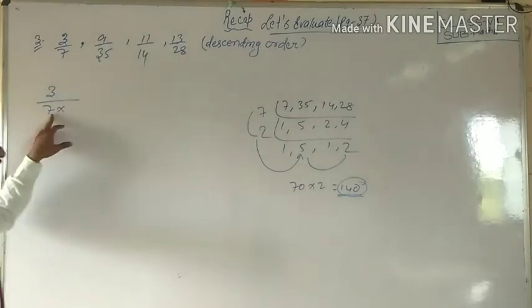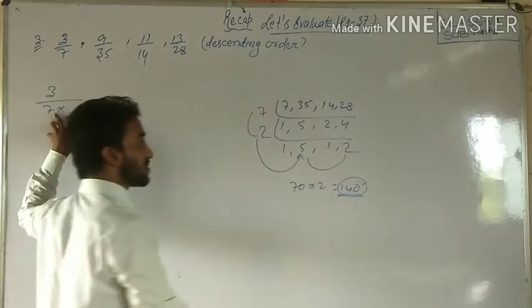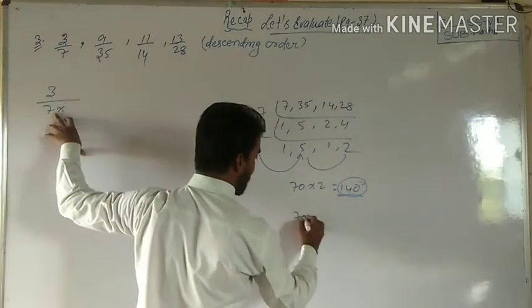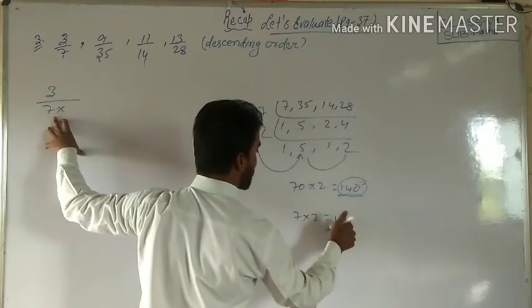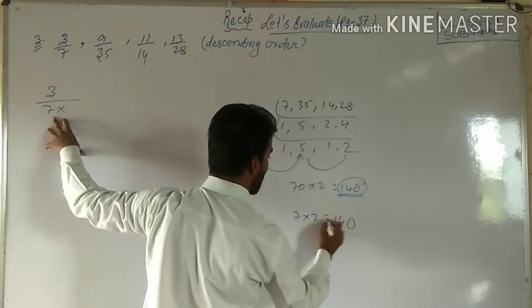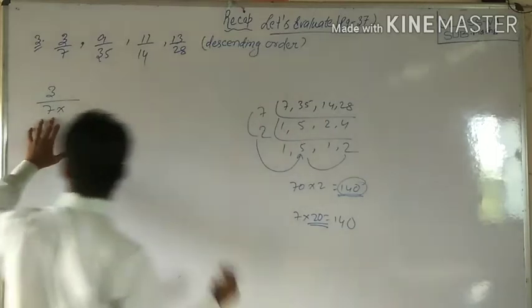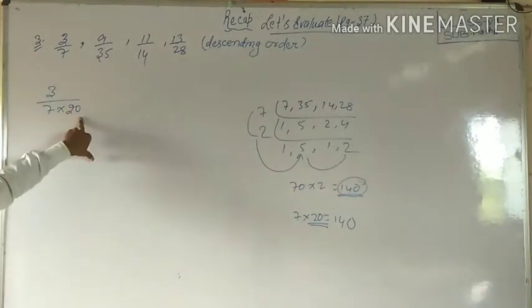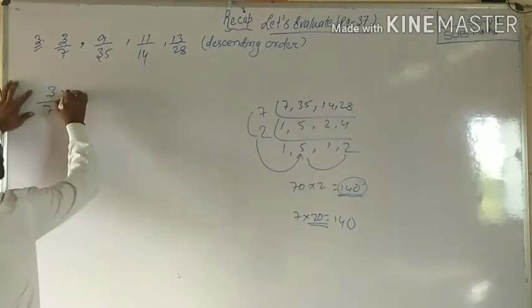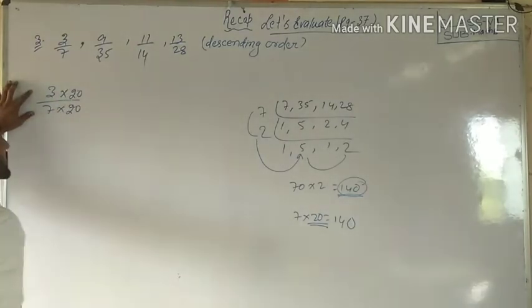So students, here the fraction is 3 by 7. What number will we multiply by 7 so that it becomes 140? 7 into 2 is 14. Is it okay? 7 into 2 is 14, and here it is 140, so 10 here also. So 7 into 20. If the denominator is multiplied by 20, the numerator will absolutely be multiplied by 20.